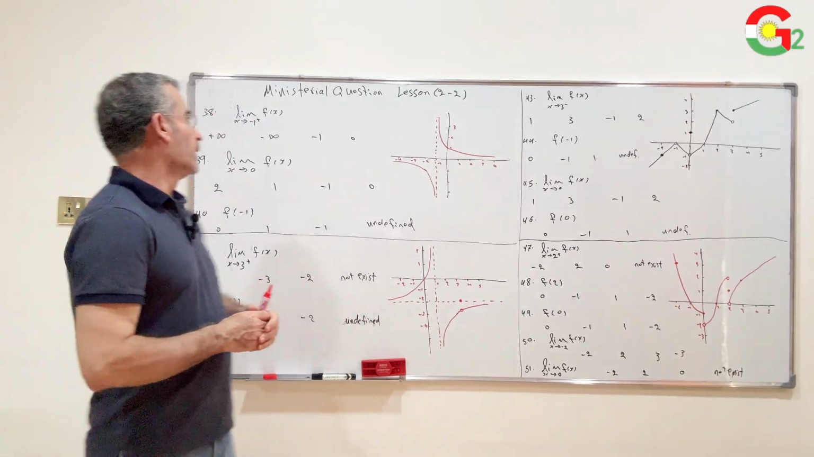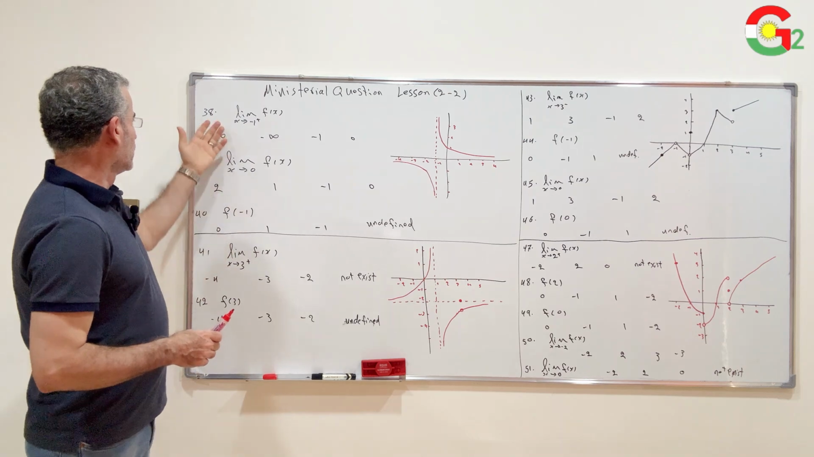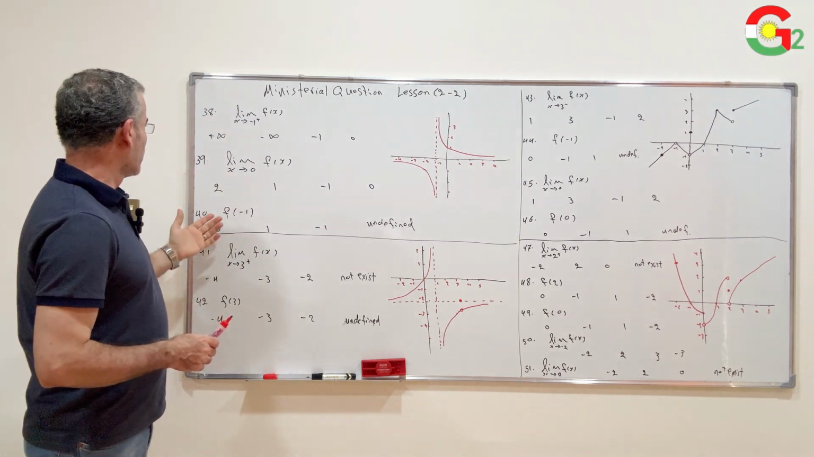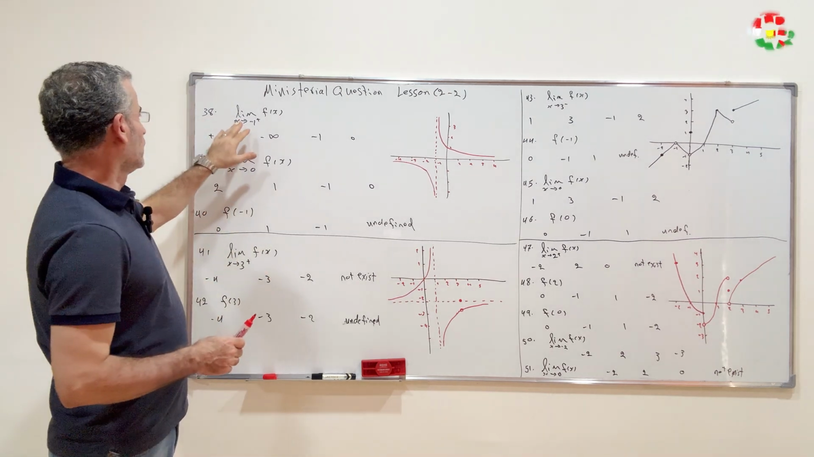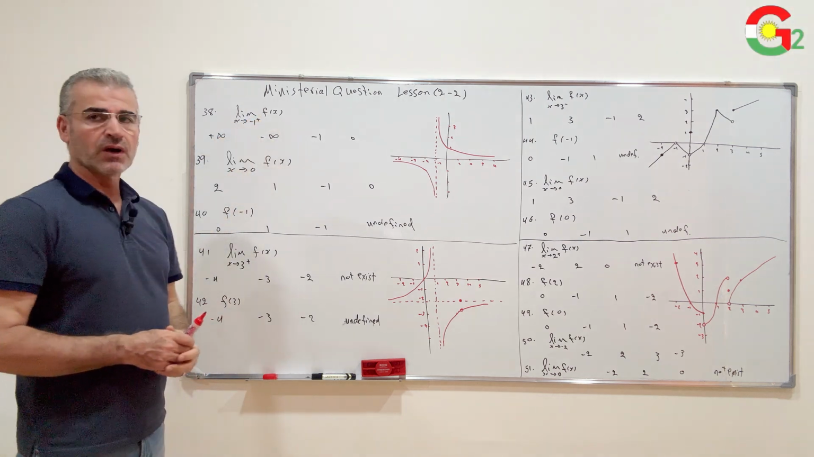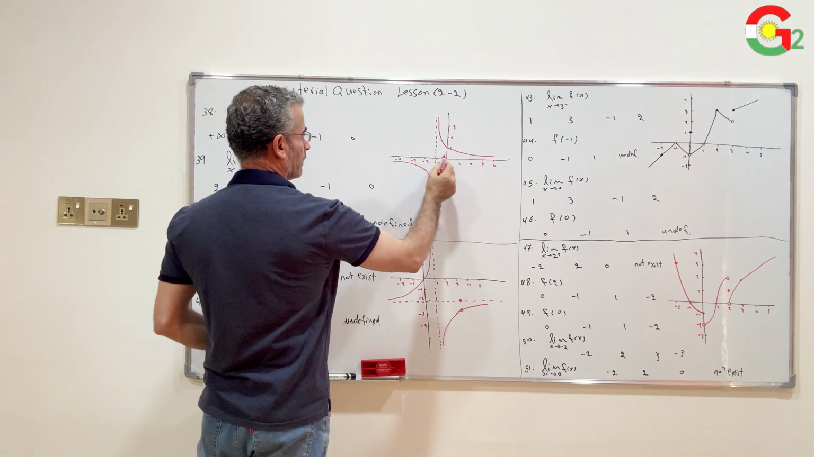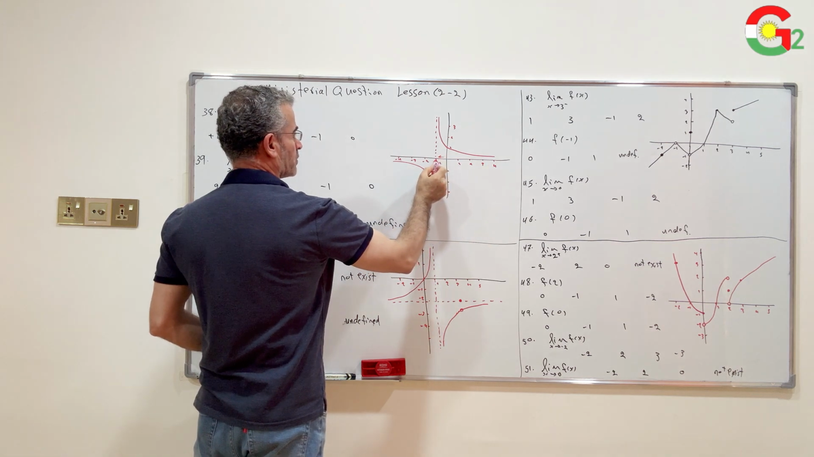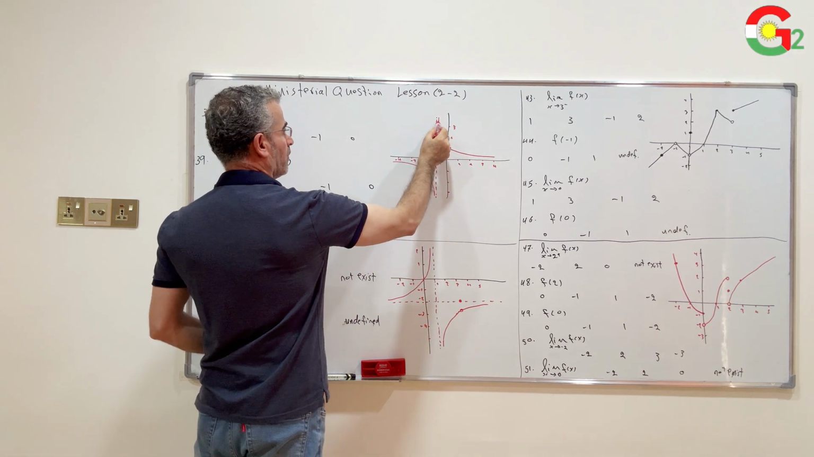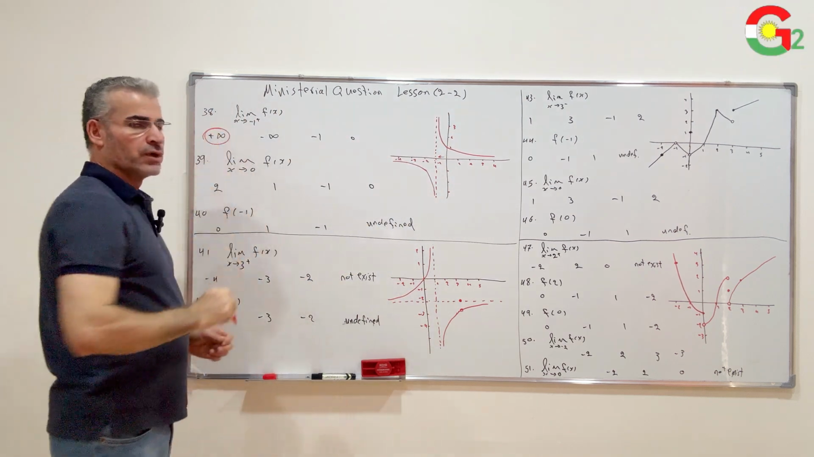Question number 38. Use the given graph to answer the questions from 38 to 40. Find limit f of x when x approach to -1 from right. This is -1. This is the right of -1. When x approach to -1 from right, f of x goes to positive infinity. Choice A.